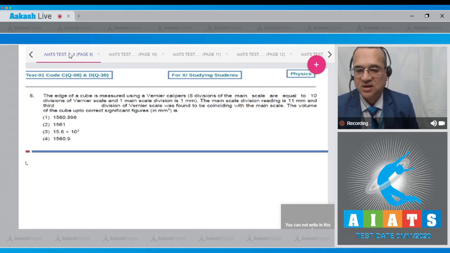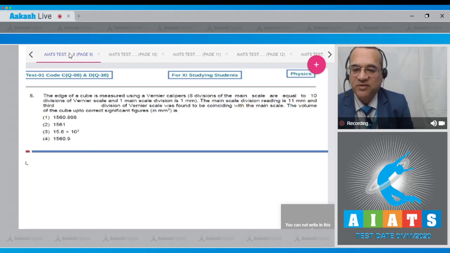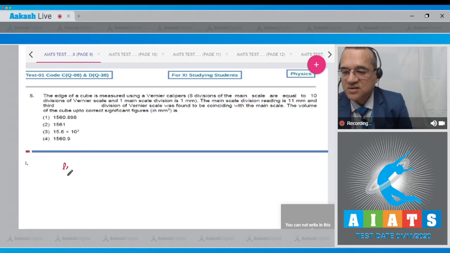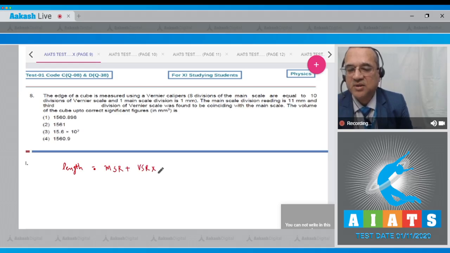Now first of all, to find the volume of the cube, we have to find the edge length. And how will you find the length from this data? So the length reading is equal to your main scale reading plus the vernier scale reading multiplied by the least count. That will be the length measurement. Now main scale reading is how much? He says that the main scale reading is 11 mm. So this is 11 mm.